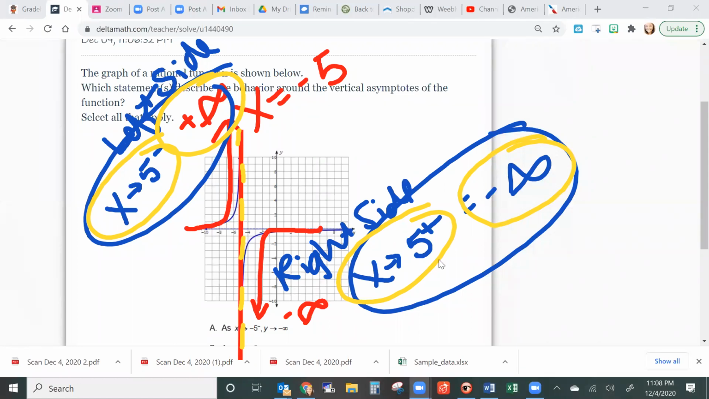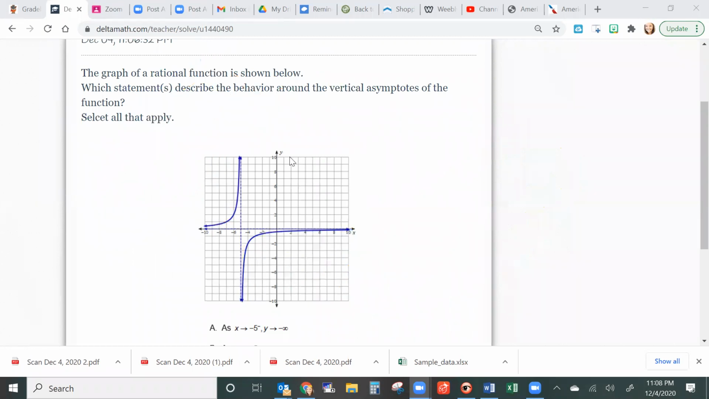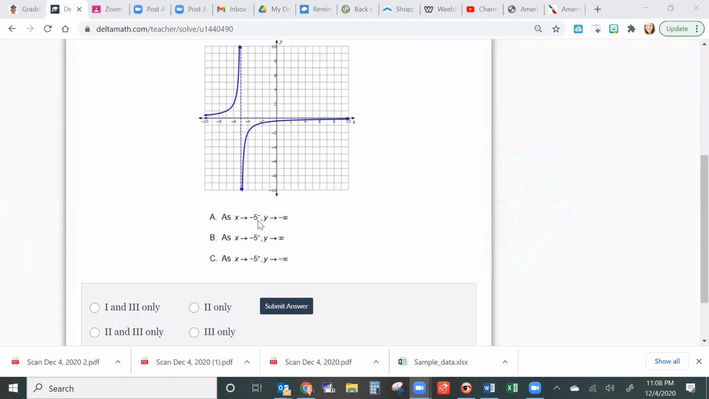So let's read through our answer choices and see which one makes the most sense. Unfortunately, I'm going to have to erase this because I can't really see my screen. It says -5 from the left, y is going to -infinity. Well, if I'm on the left side and I'm going towards my asymptote, I can see I'm pointed up. So I know that has to be incorrect. On the left side, I am not going down, I am going up. So that is wrong. That was supposed to be an L for left.